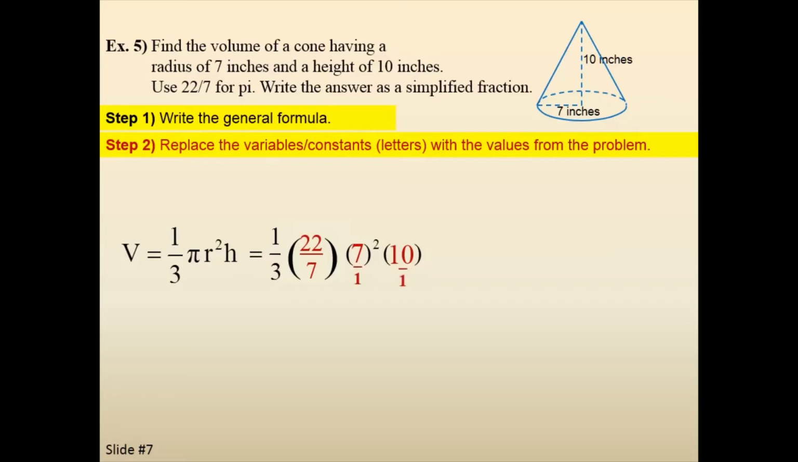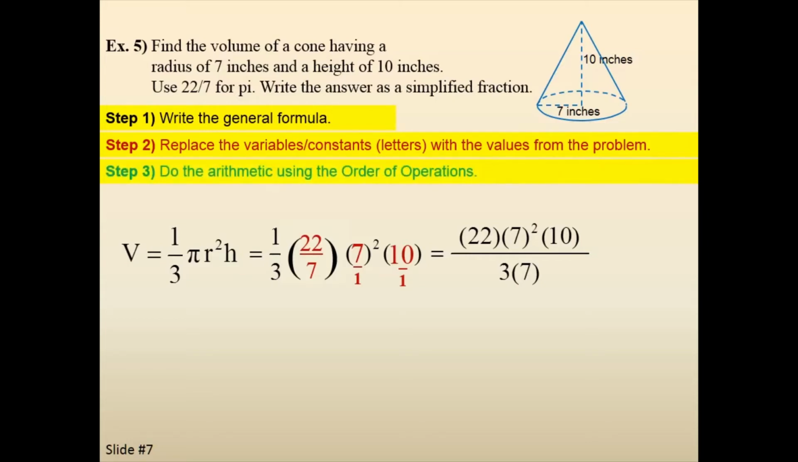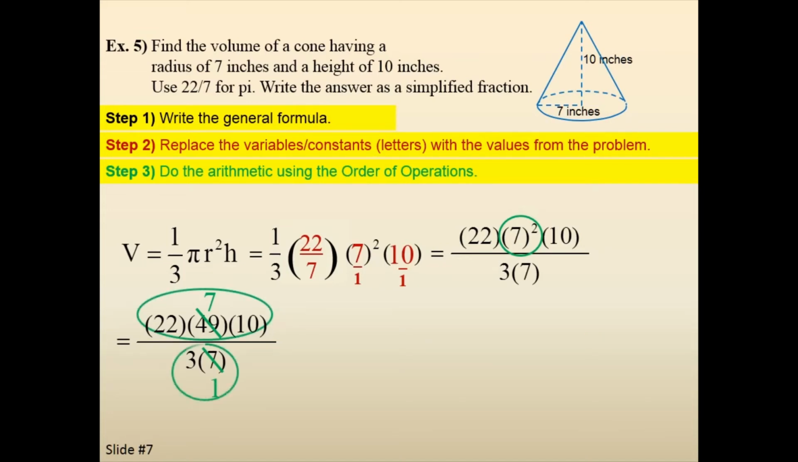I like to see my fractions here since I've got a pi as a fraction. It makes it easier to tell what's on top, what's on the bottom. Now we do the arithmetic using the order of operations. 7 squared gives us 49. I'm going to go ahead and reduce at this point. And then I'm going to multiply the top and then multiply the bottom. And I end up with 1540/3.